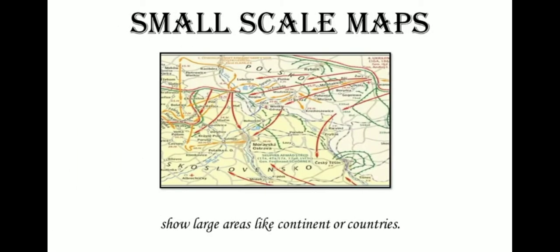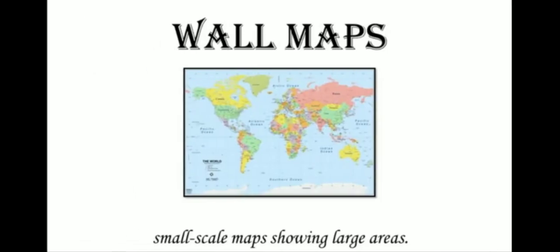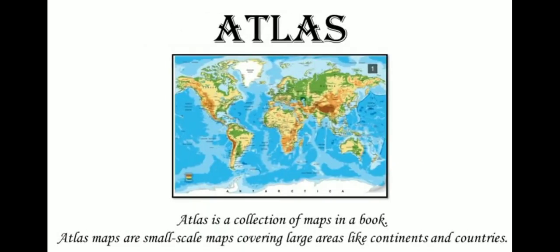Small scale maps show large areas like continents or countries. These maps are drawn on a scale of 1 centimeter equal to 1000 kilometers. These are called small scale maps. Wall maps are small scale maps showing large areas. They are useful for students in classrooms and offices. Small scale maps cover a larger area and depict limited information.